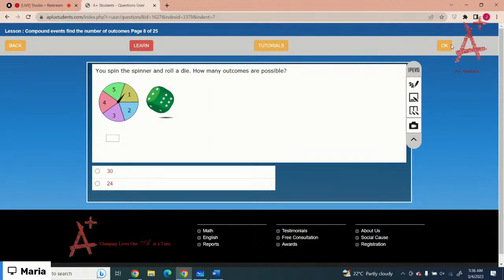You spin the spinner and roll a die. How many outcomes are possible? It is 5 for the spinner and 6 for the die. So 5 times 6 makes 30. So the correct option is 30. Got it?